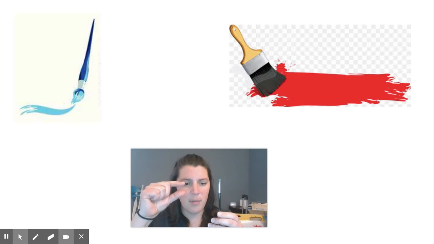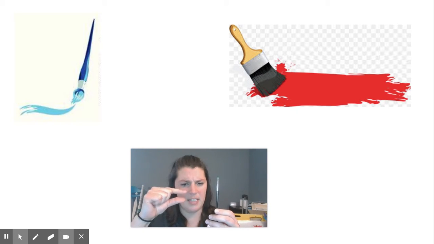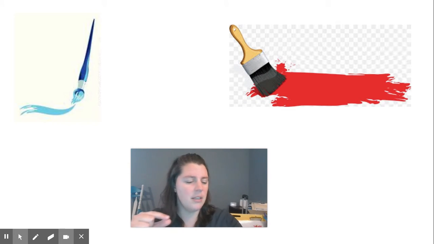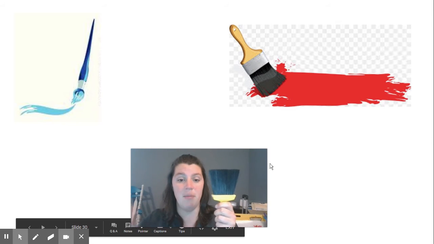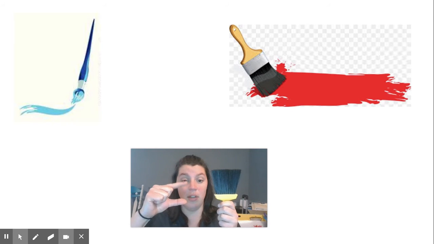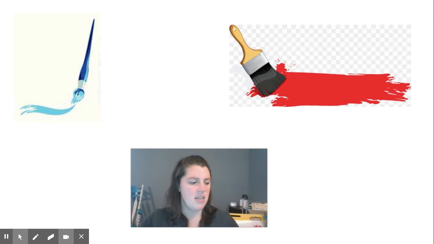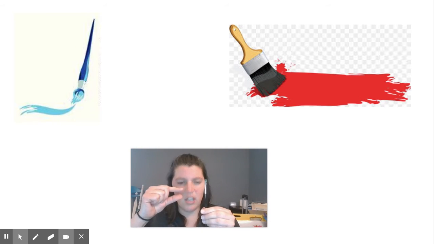So take your thumb and your finger. Would you demonstrate or gesture this line like this or like this? I would do that too. Let's look at this other brush. If I painted with this or the brush that's up here with red paint, would you move your fingers like this or like this? Yeah, this brush, we would put our fingers closer together.